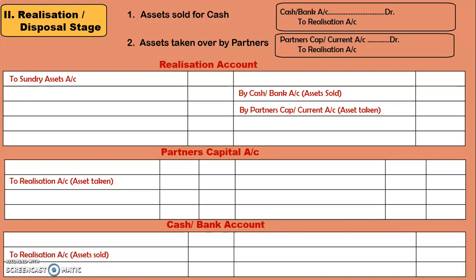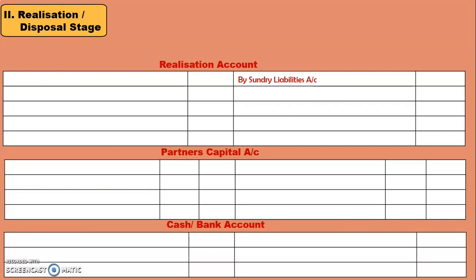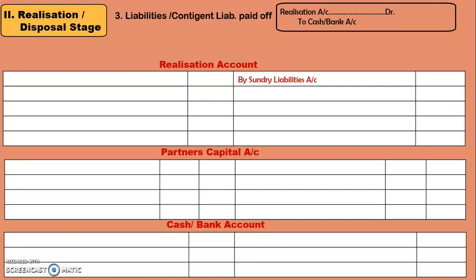So you see here, when the assets were transferred, they were transferred to the debit side of realization account, and now when these assets are disposed of, sold or taken over by the partners, we have credited realization account. Then when outside liabilities like the creditors, bills payable, loan taken from any outside person, bank overdraft, or any contingent liability are paid, then we debit realization account and cash or bank account is credited.